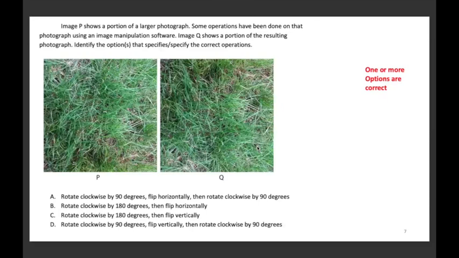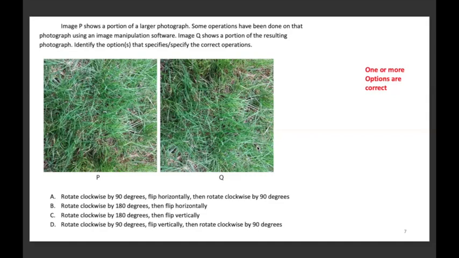Image P shows a portion of a larger photograph. Some operations have been done on the photograph using an image manipulation software. Image Q shows a portion of the resulting photograph. You have to identify the option that specifies the correct operation. What operation is run on P so that Q is generated?